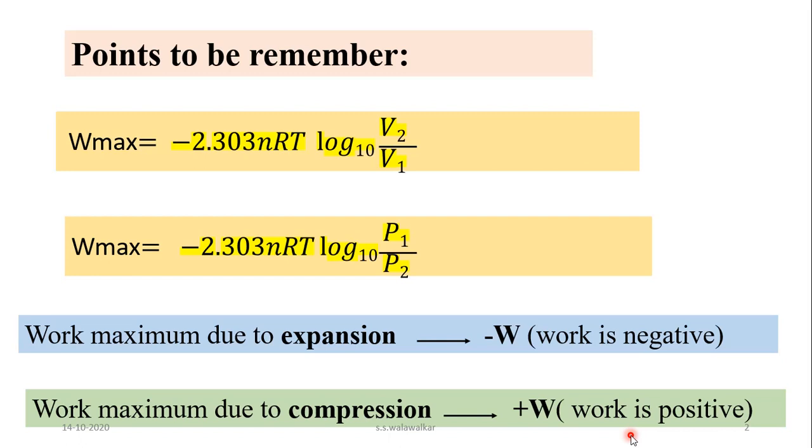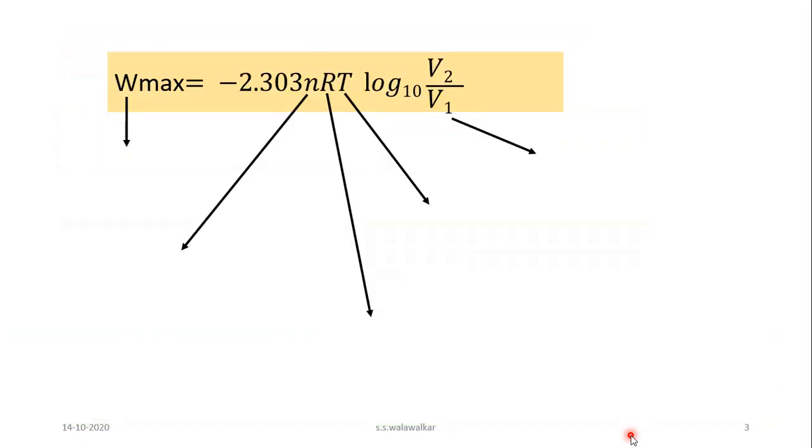Another point is about units. You know that W maximum is given in joules or in kilojoules. Whenever work maximum is given in joules or kilojoules, then you have to take R, the molar gas constant, in joules per Kelvin per mole or in kilojoules per Kelvin per mole. That means the units of W and R must be the same.